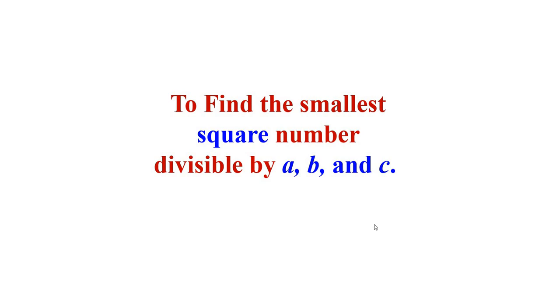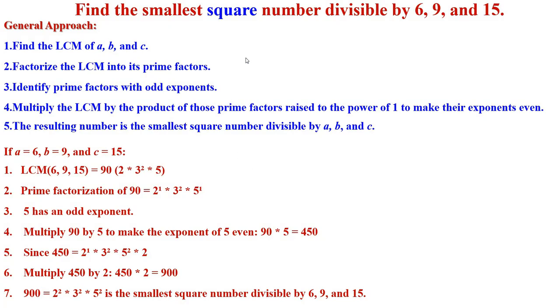In this video, we will find the smallest square number divisible by three numbers, say A, B, and C. First, this process is explained with three numbers, the general approach with A, B, and C, and then particularly we'll consider these numbers, say 6, 9, and 15. This is illustrated with those three numbers, and we'll have one more problem also.